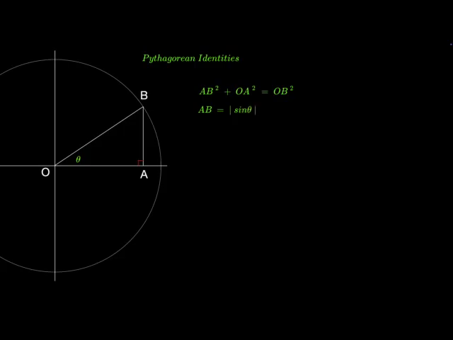Notice that AB will be the absolute value of the sine of theta. I include absolute value signs to account for the possibility that the sine of theta is negative, and of course, length AB could never be negative. Similarly, we see that the length of side OA is the absolute value of cosine theta. And of course, since it's a unit circle, OB equals 1.